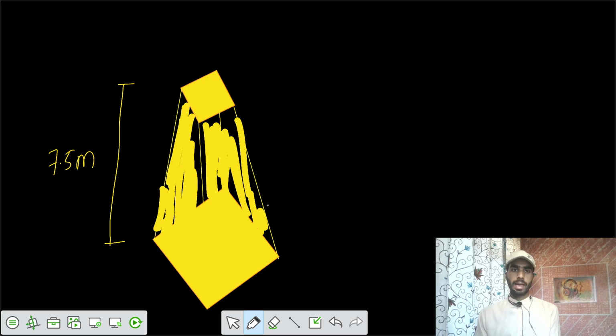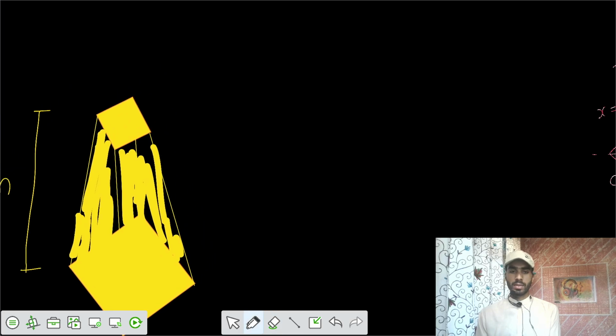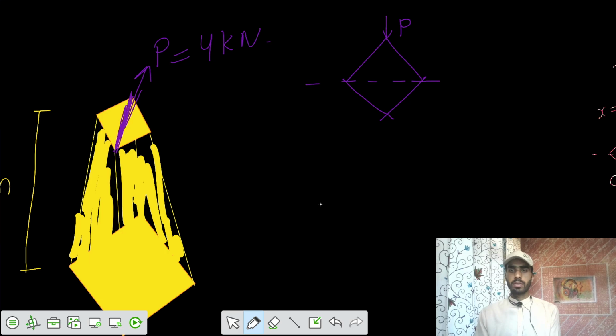Now you are applying a load in the direction along the diagonal. So you're applying a load of P equals 4 kilonewton along the diagonal. That means if you have a beam in this fashion, you're applying a load of P here. So the neutral axis is this one, the neutral axis forms this one.